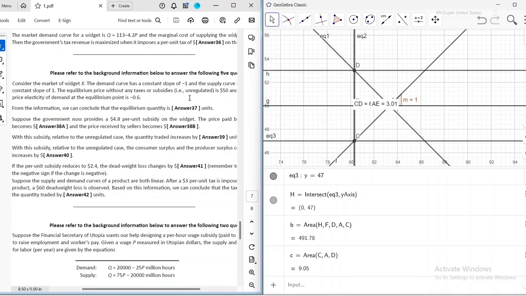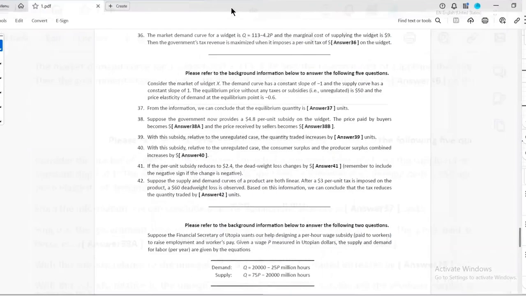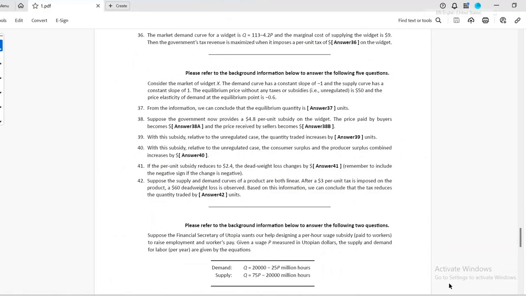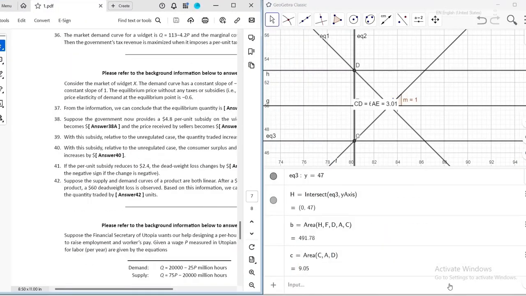Okay, so in this question, you don't need to draw the graph. You can simply calculate this using the formula. You can see that this is the deadweight loss, right? CAD is the deadweight loss.